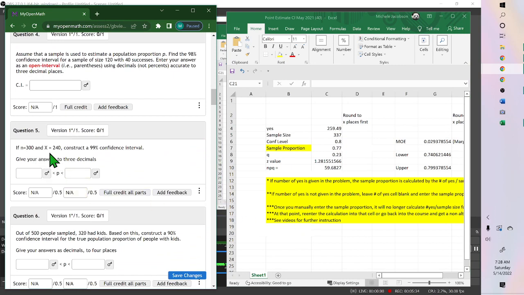But hey, let's look at this one. This one, notice they're giving us the number of yeses. So the number of yeses is 240. The sample size is 300. And it's a 0.99. And then there's your values. This time they want it written as a decimal.